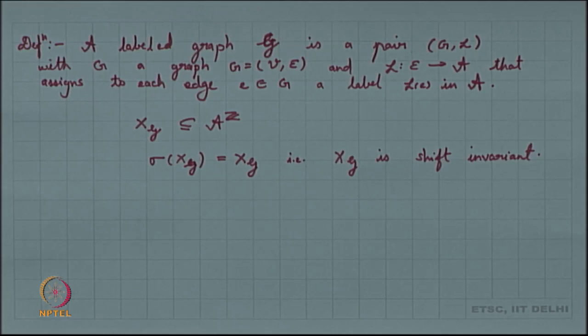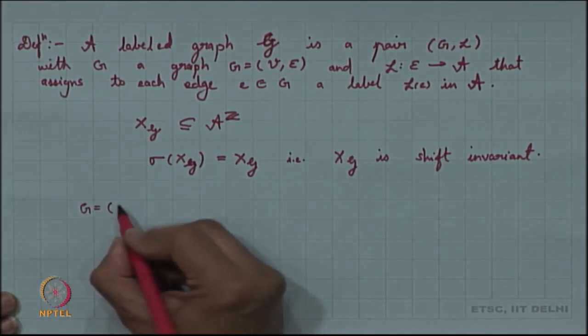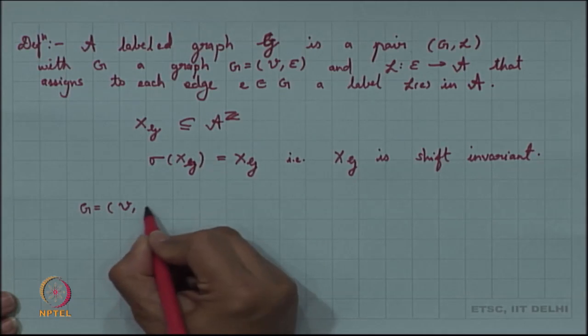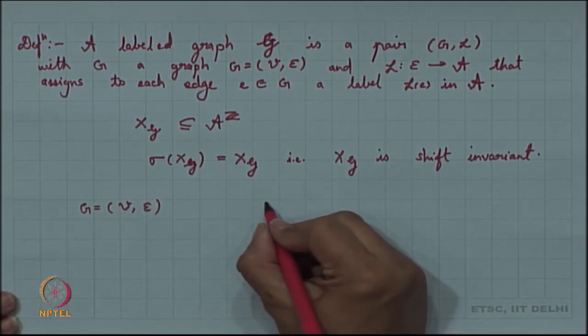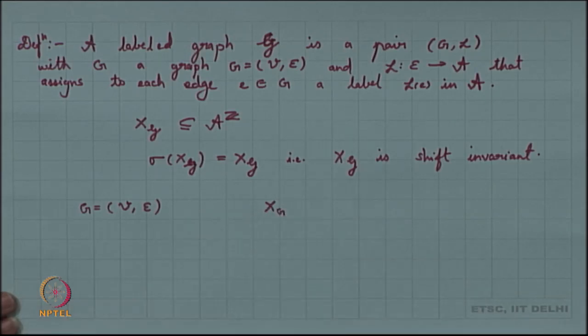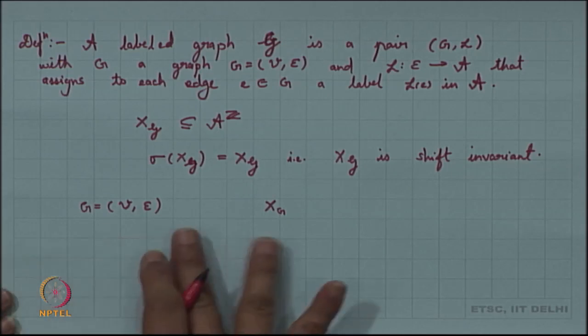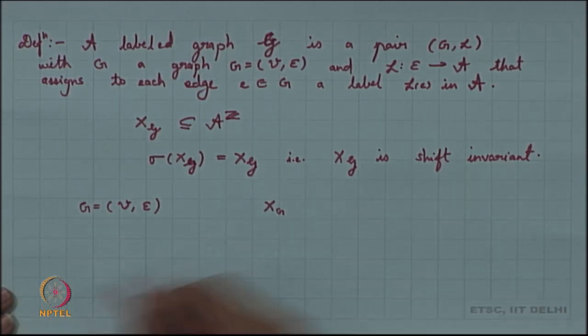There is one thing. So, this is shift invariant. Now, think of another factor here: you already have this graph G, which has your vertices V and your edges E, and this graph G is going to generate an edge shift, which we call X_G. The edge shift is already there with us.